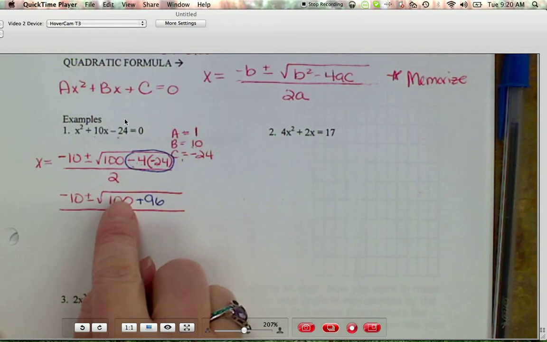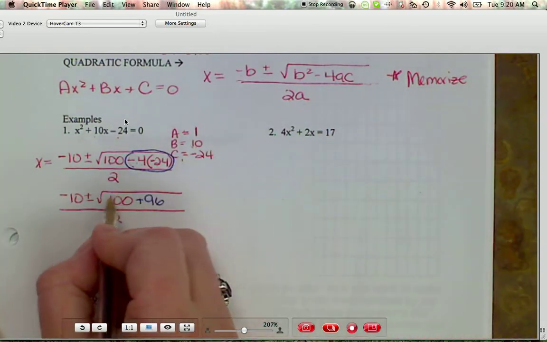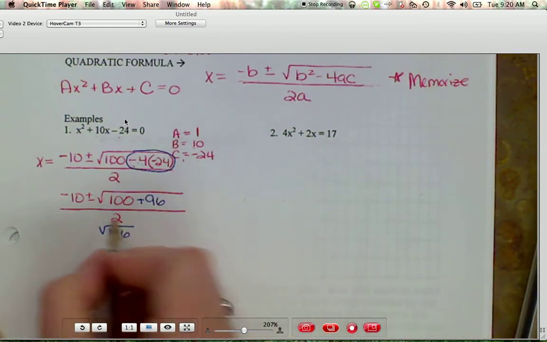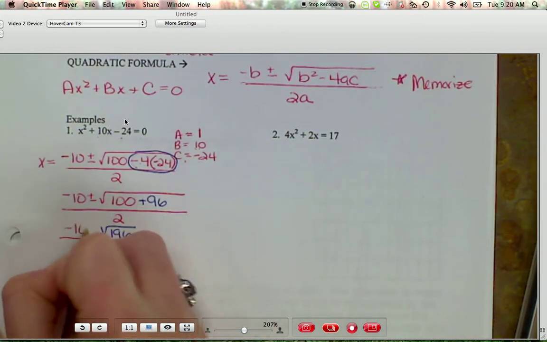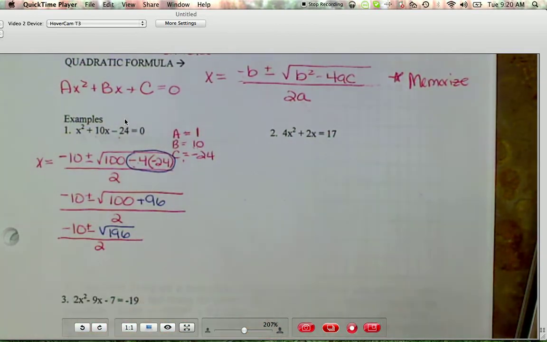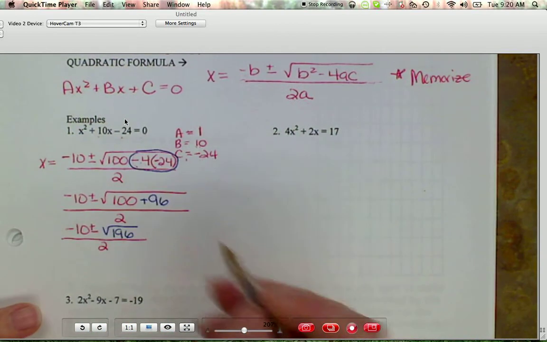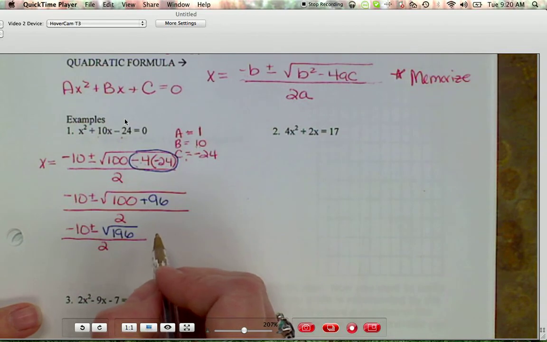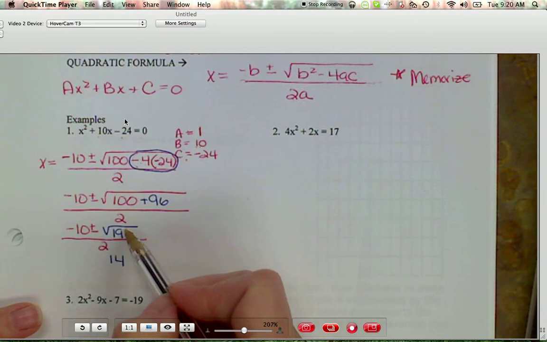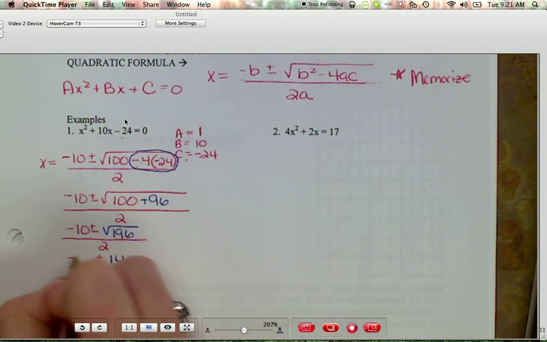Now, this will give us 196 when we add this together. So we'll just do that, 196. Everything else will stay the same, -10 plus or minus all over 2. And we can go ahead and take the square root of 196, which is a whole number, 14. So we're taking the square root of 196 to get 14.